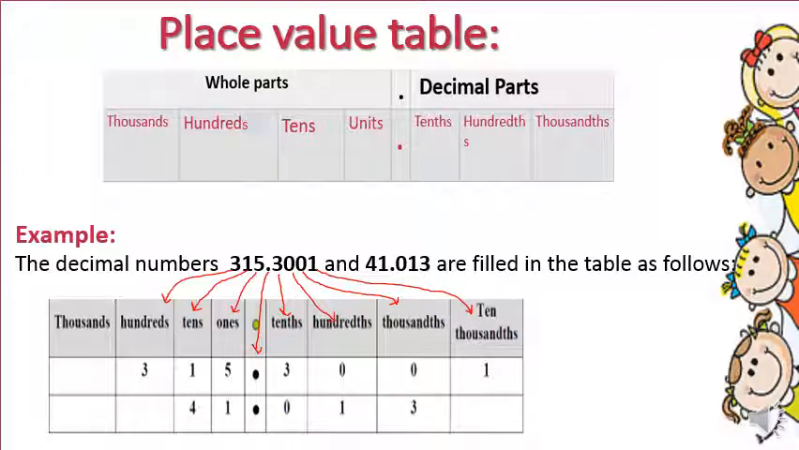Now let's take this number, which is 201.65. Let's place it in this place value chart. First step, we write the decimal point. Then we start with the whole part. It's 201. Let's write the decimal part. It's 65, so it's 65 hundredths.